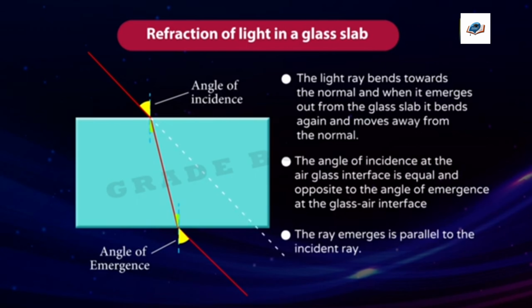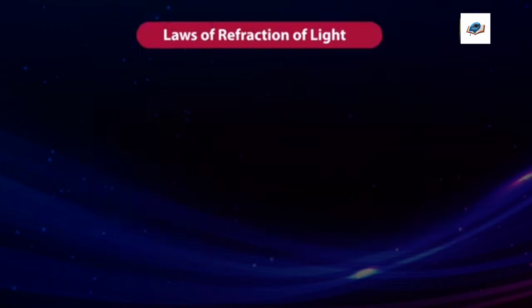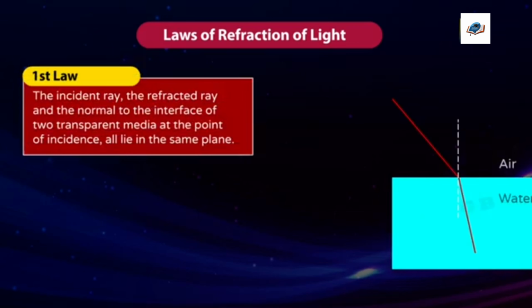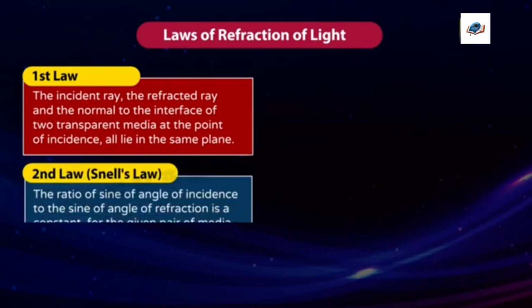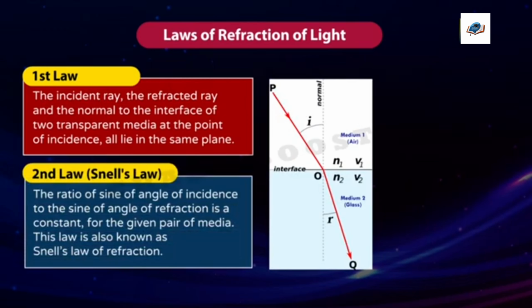Laws of refraction of light. 1. The incident ray, the refracted ray, and the normal to the interface of two transparent media at the point of incidence all lie in the same plane. 2. The ratio of sine of angle of incidence to the sine of angle of refraction is a constant for the given pair of media.